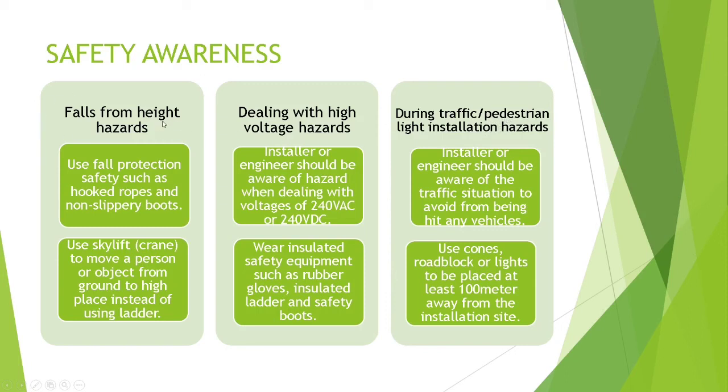First of all, falling from heights. It is advisable for engineers or installers to use fall protection safety such as hook ropes and non-slippery boots, because we are dealing with tall buildings when installing solar panels, or when we are installing pedestrian crossing lights or traffic lights. In those conditions, engineers or installers can use sky lifts or cranes to move a person or object from ground to high places instead of using ladders.